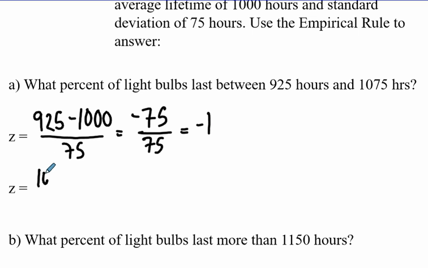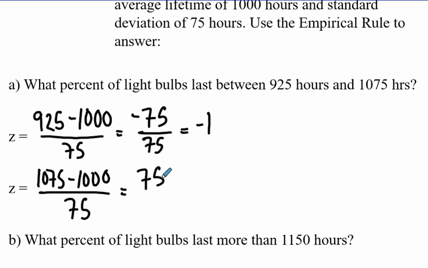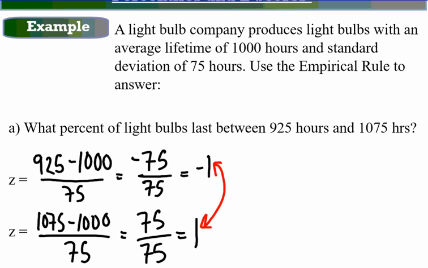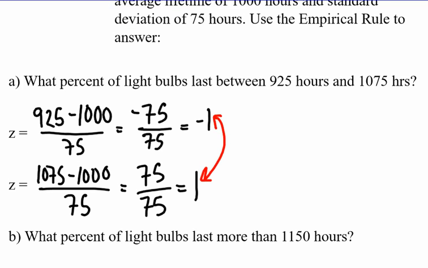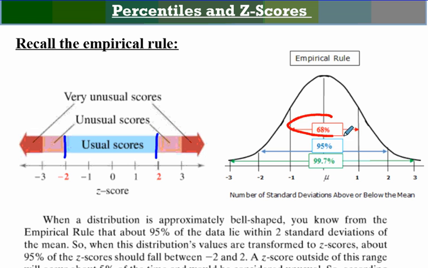1,075 hours would be 1,075 minus 1,000 divided by 75. That's 75 hours above the expectation based on the mean, and the standard deviation for light bulb life expectancy is 75 hours, so that would be one standard deviation above. Now we're back to the empirical rule. What percent of data for a normal distribution, which is implied here, and I'm giving it to you by saying it is a normal distribution, are between -1 and +1 z-scores? That's within one standard deviation. If I go to the normal distribution, I see that's 68% of the data.